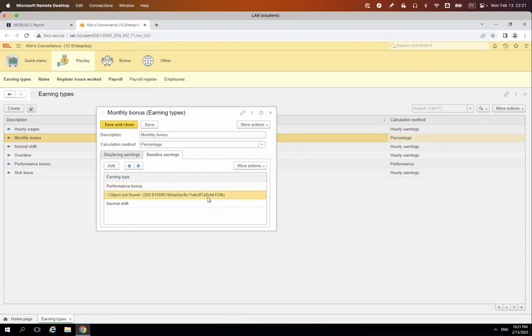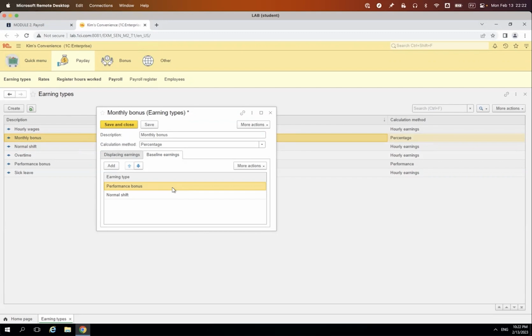And baseline earnings is when your earning depends on other earnings. For example, monthly bonus can be calculated on a flat rate, just $100 bonus for a good month. Or it can depend on the amount of other earnings you earned during this month. So you worked as many hours, your overall payment for this month, according to other earning types, is $1,000, for example. So your bonus is based on this baseline amount, $1,000, and maybe, for example, 10% of the total sum of your other earnings over this period of time. So this is what baseline earnings is.